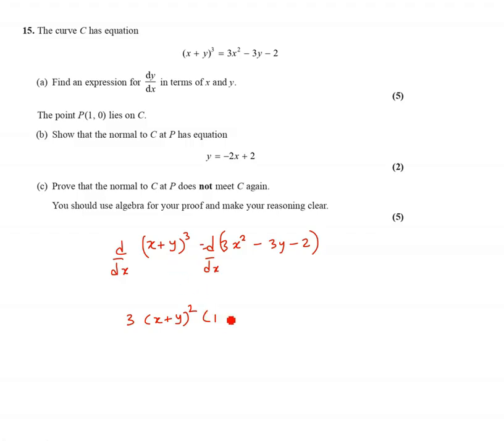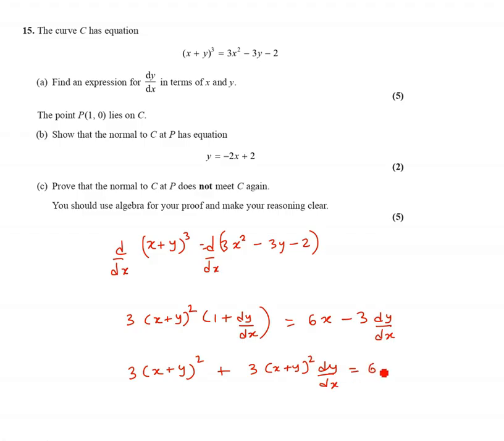the differentiation of x will be 1 plus the differentiation of y will be dy over dx, equals 3 times 2 is 6x minus 3 dy over dx. The differentiation of minus 2 will be 0. Okay, now let's expand this. So we keep (x plus y) whole squared as it is. 3 times (x plus y) whole squared plus 3 times (x plus y) whole squared dy over dx equals 6x minus 3 dy over dx.